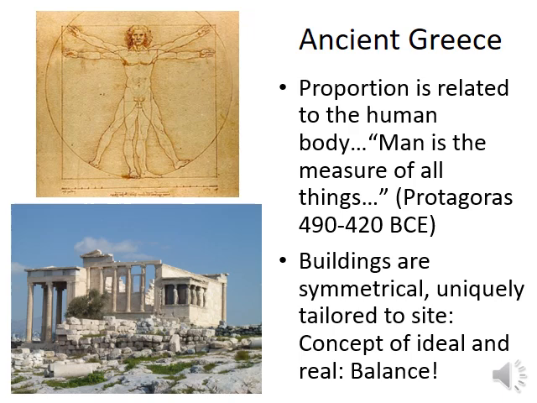So we can start to look at this concept of the ideal as also including the real. So even though, again, we're achieving perfection, it does need to be based on human existence. And so we start to see this incredible balance. So the concept of ideal and real represent the Greeks.